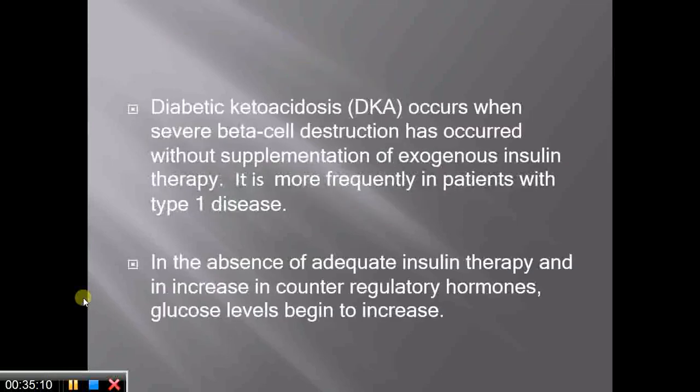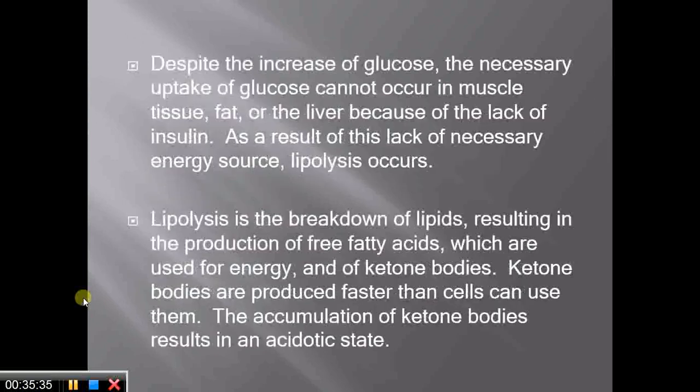Diabetic ketoacidosis, DKA, is a potentially life-threatening complication. It occurs more frequently in patients with type 1 disease. DKA occurs when severe beta cell destruction has occurred without supplementation of exogenous insulin therapy. In the absence of adequate insulin therapy and an increase in counter-regulatory hormones, glucose levels begin to increase. Despite this increase, the necessary uptake of glucose cannot occur in muscle tissue, fat, or the liver because of the lack of insulin. As a result of this lack of necessary energy source, a process called lipolysis occurs.